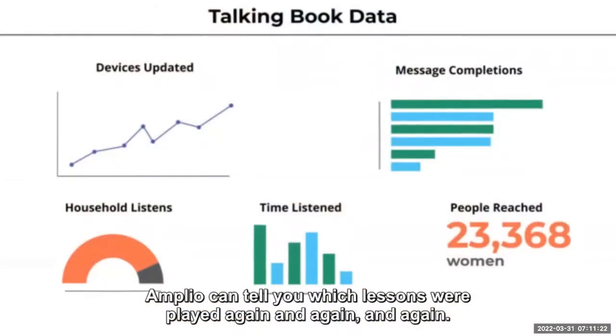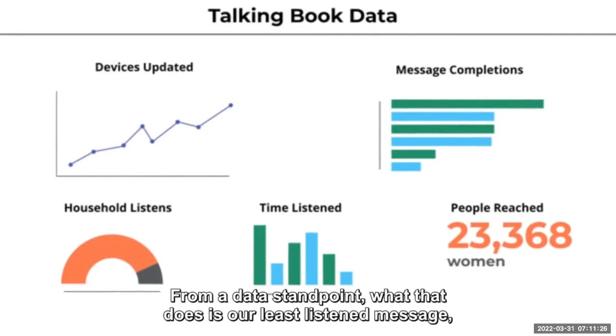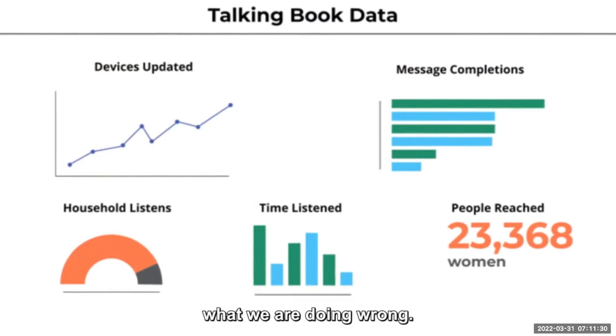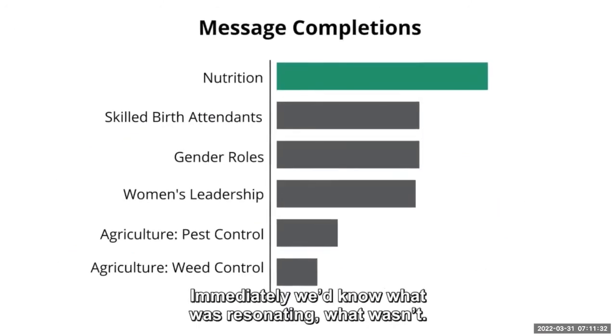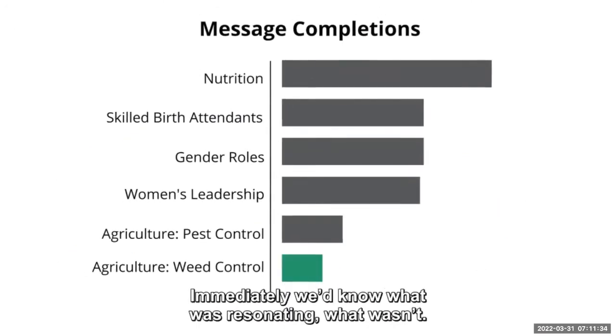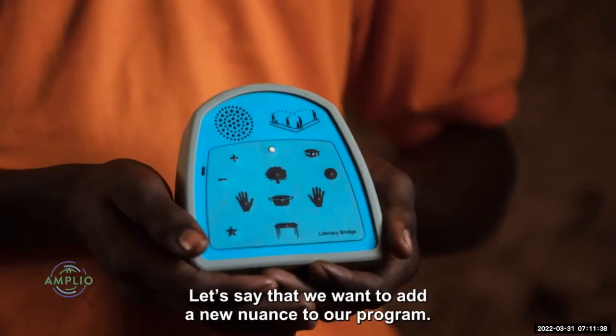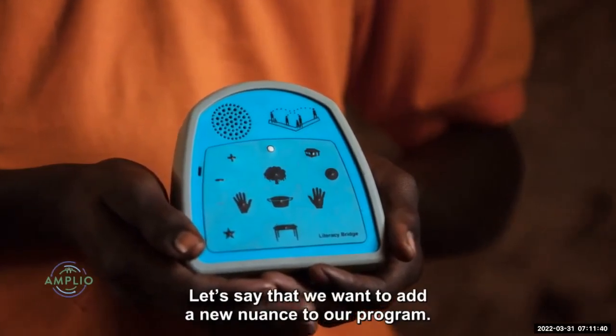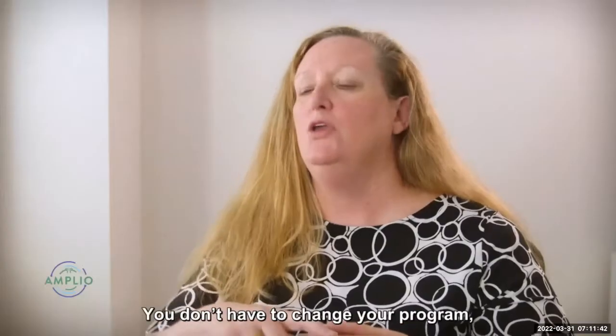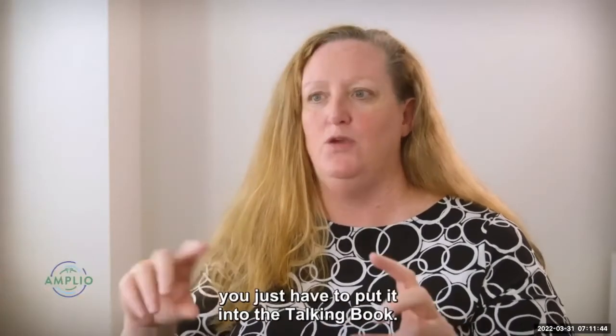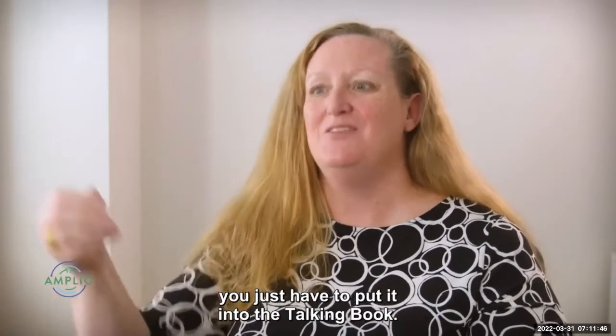Amplio can tell you which lessons were played again and again and again. From a data standpoint, what that does is, for our least listened message, we ask what were we doing wrong? Immediately we'd know what was resonating, what wasn't. The Talking Book is anything you want to create it to be. Let's say that we want to add something new, a new nuance to our program. You don't have to change your program, you just have to put it into the Talking Book.